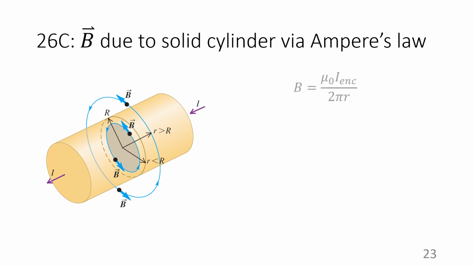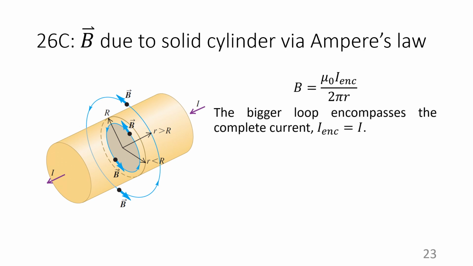Okay. So isolating B from the previous equation gives us B is equal to mu naught times I enclosed divided by 2 pi r. We still have to specify I enclosed. But that's easy already, because specifying it becomes trivial, since the bigger loop encompasses the complete current already. That means that I enclosed is equal to I. This leaves the magnetic field to be B equals mu naught I divided by 2 pi r.